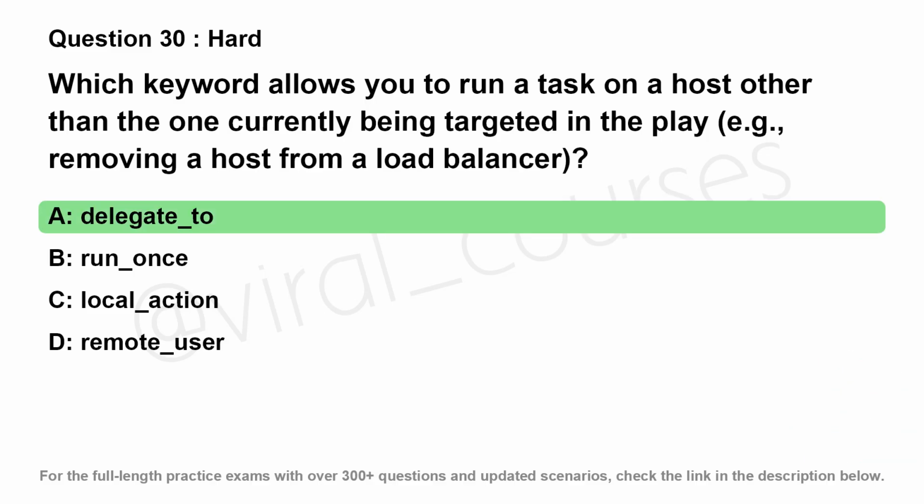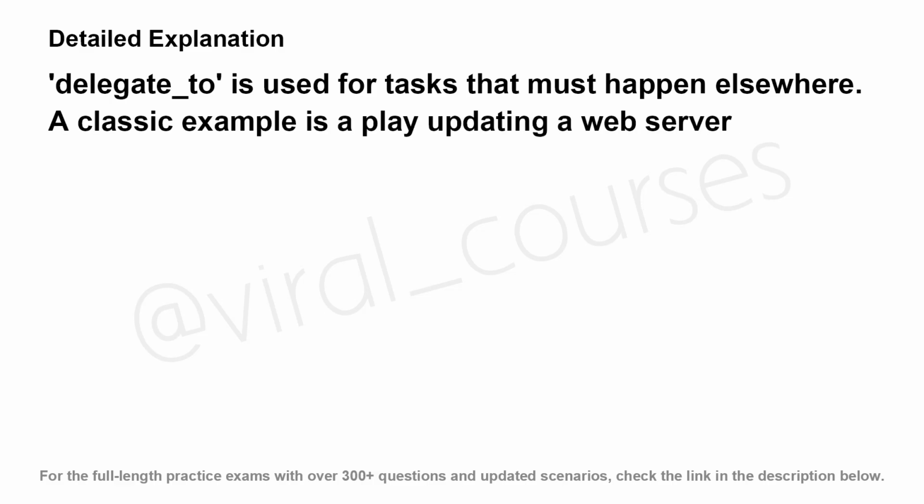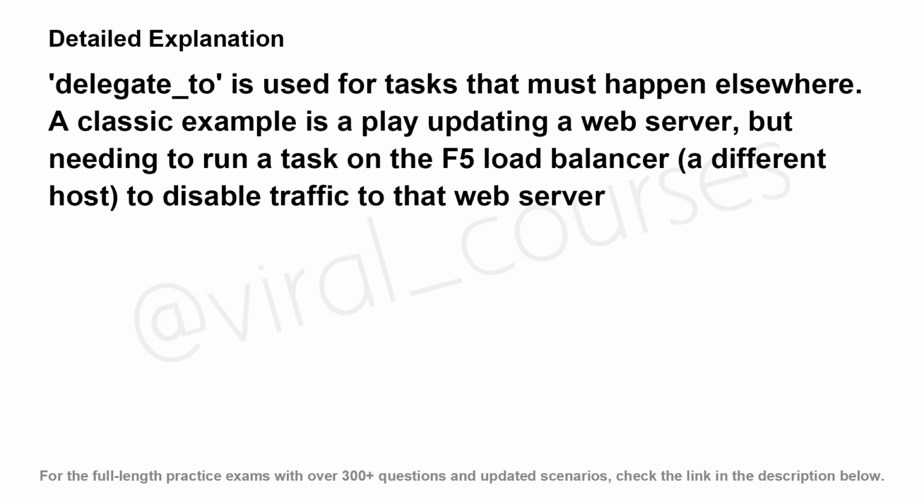The correct answer is A. delegate_to is used for tasks that must happen elsewhere. A classic example is a play updating a web server, but needing to run a task on the F5 load balancer, a different host, to disable traffic to that web server before the update starts.